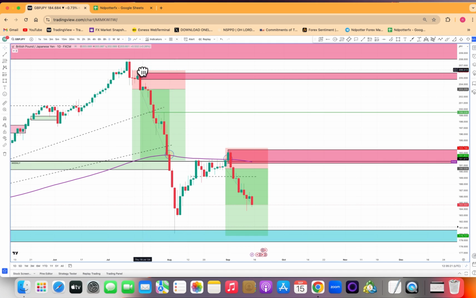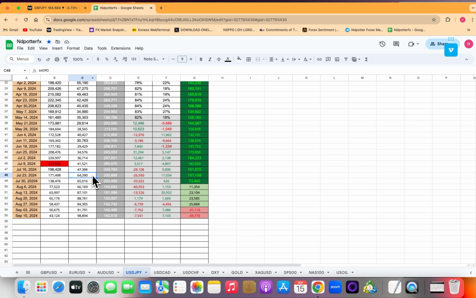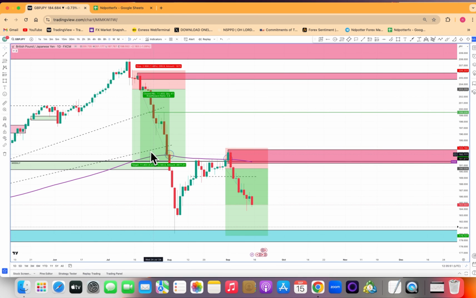So when all this drop was happening, let's check out what the institutions were doing with their position. Okay, when all this drop was happening, the institutions on July 23rd took another 26,900 profit on their long. They added 17,000 on their short. Then on July 30, they took 33,000 profits on their long. Let's check where is July 30 on the chart. Okay, this is July 30.